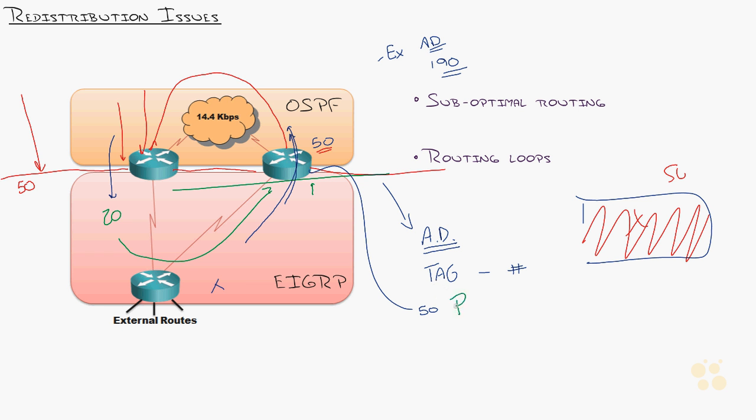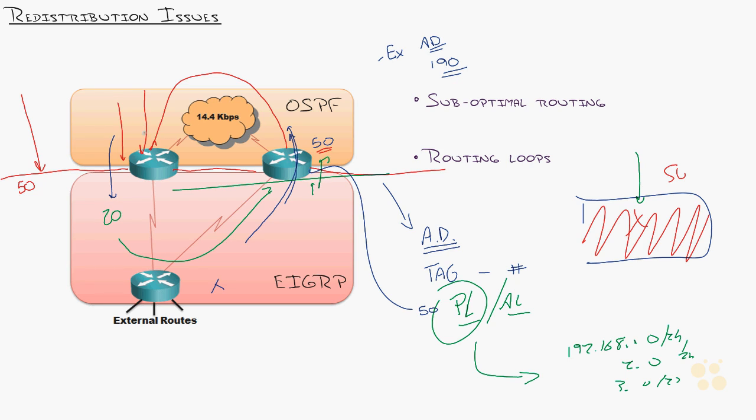Or you can use something like a prefix list. I'll put PL or AL, prefix list or access list. By the way, prefix lists are just fun. A prefix list is a way that instead of tagging these routes, you can just say, you know what, I know the routes. It's going to be 192.168.1.0/24 and 2.0 and 3.0/24. Those are going to be the ones that I allow through and do not allow those past. And that's a prefix list.